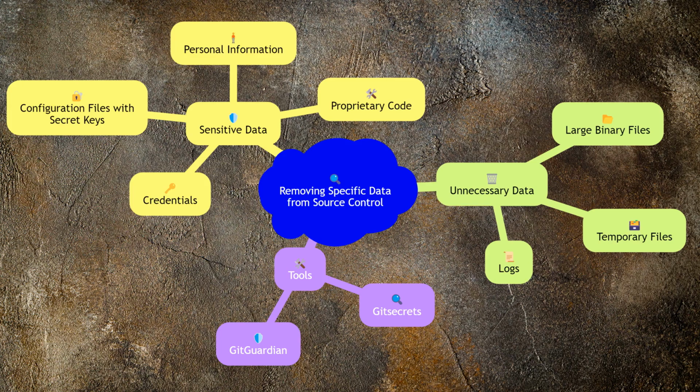The first step in removing specific data from source control is identifying what constitutes sensitive or unnecessary data. Sensitive data includes credentials, personal information, proprietary code, and configuration files with secret keys. Unnecessary data might include large binary files, temporary files, and logs that do not need to be versioned. Tools like Git Secrets and Git Guardian can help in scanning repositories for sensitive information, ensuring that such data is identified before it can cause any harm.